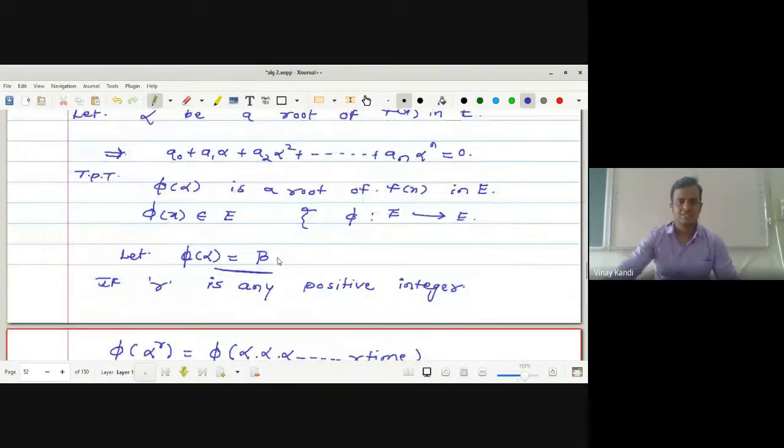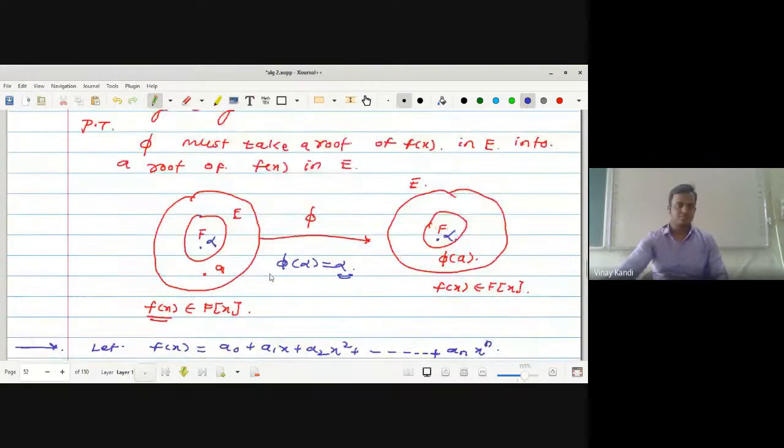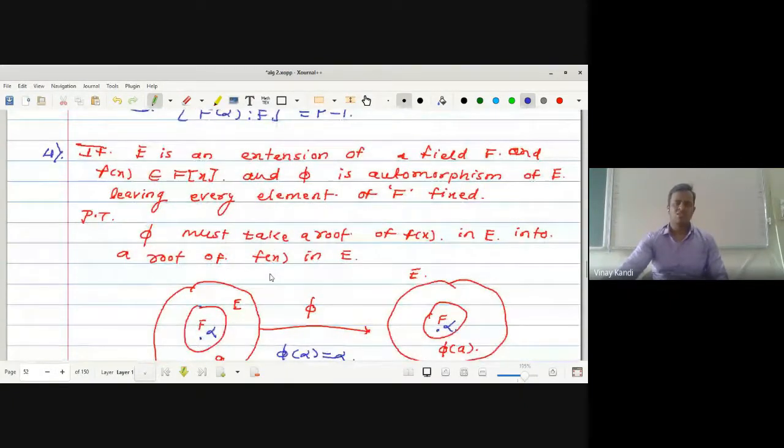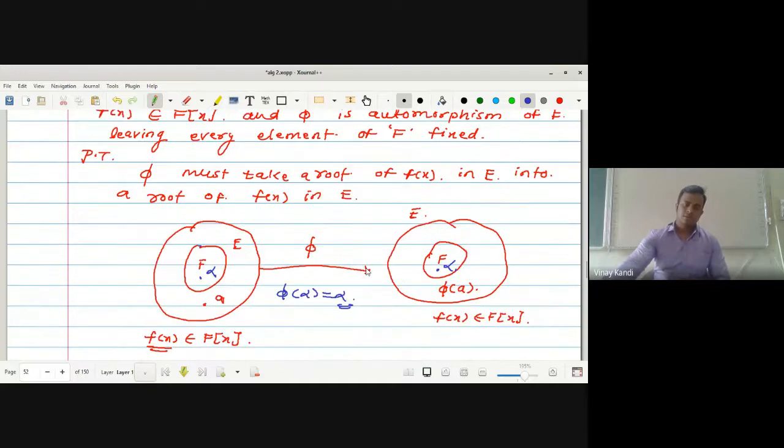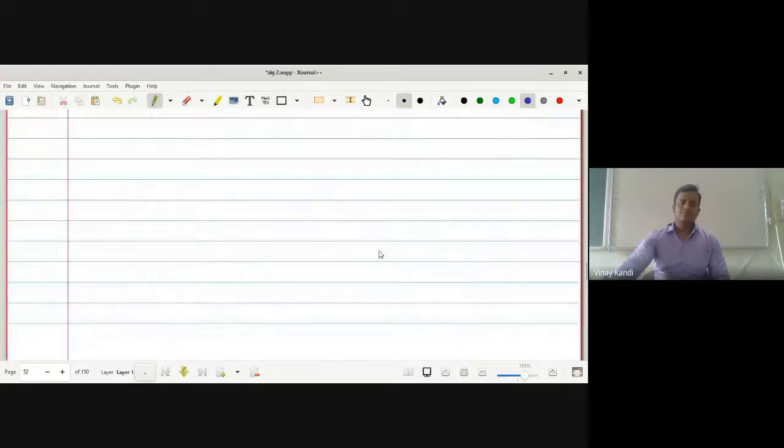Okay, easy, the example that I had: if E is an extension of the field F and alpha is a root of f of x belonging to capital F of x, and phi is an automorphism on E, then phi of alpha is also a root of that polynomial. Using this example, we will solve the next example.